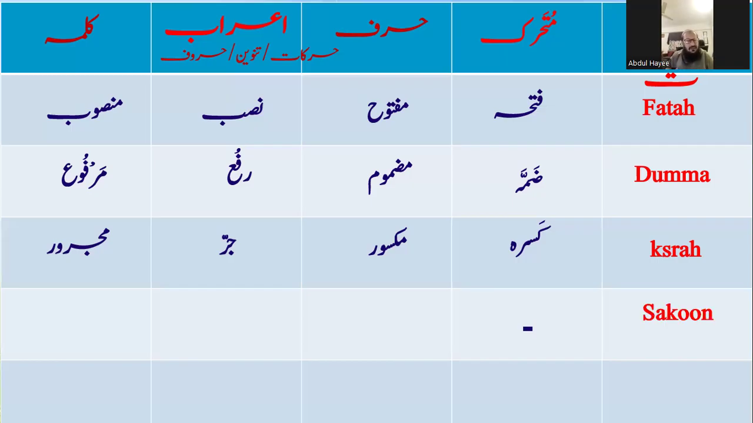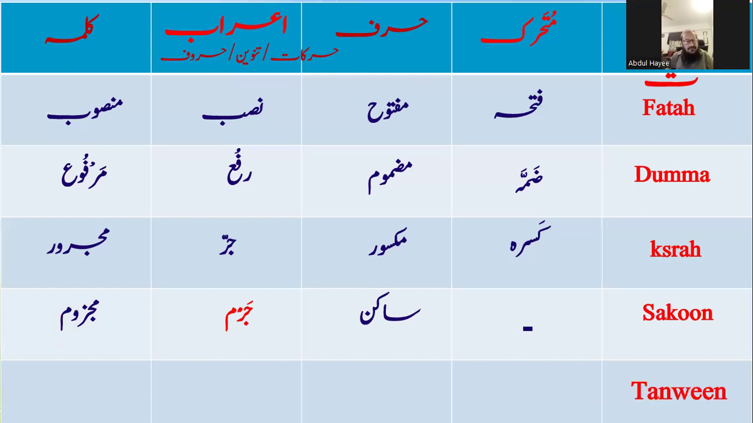When there is a sukun, meaning no harkat, the letter is not mutaharrik, and the letter will be called sakin. When the same sukun is on the last letter of a word in Arab, that is not called sukun, that is called jazm. And that word will be called majzoom.